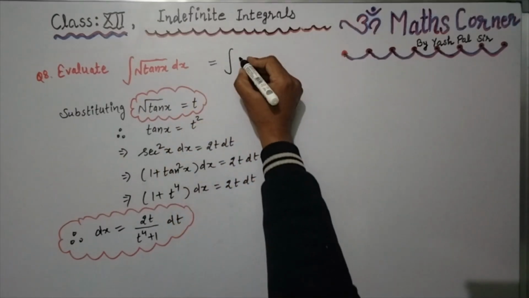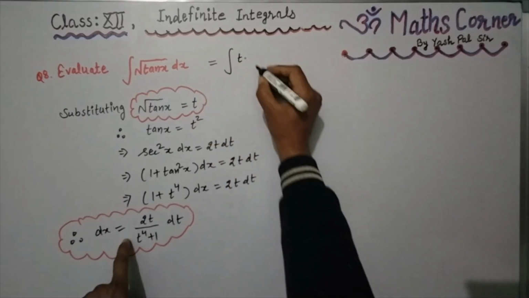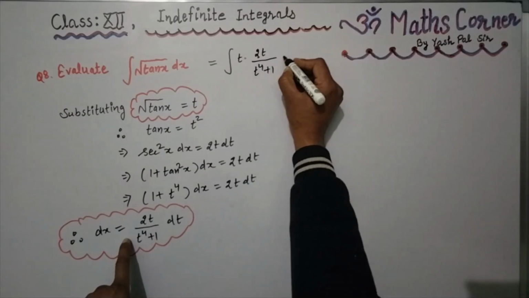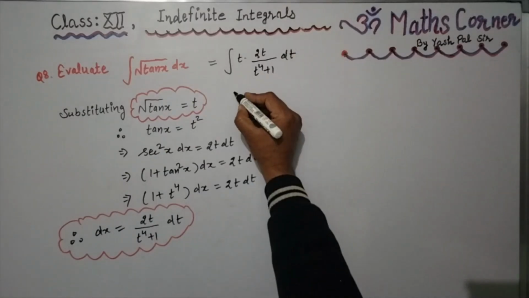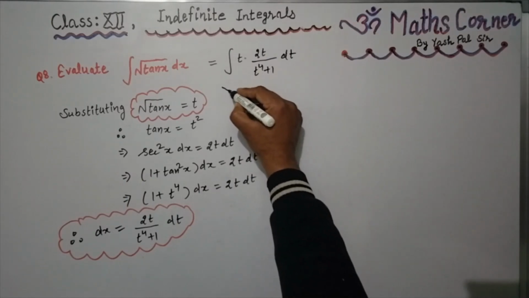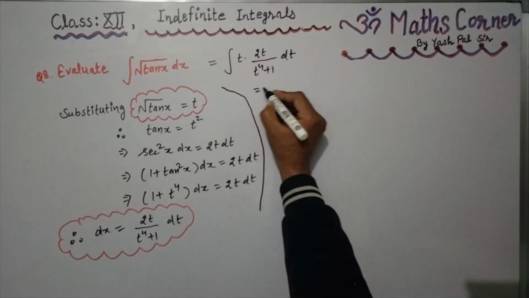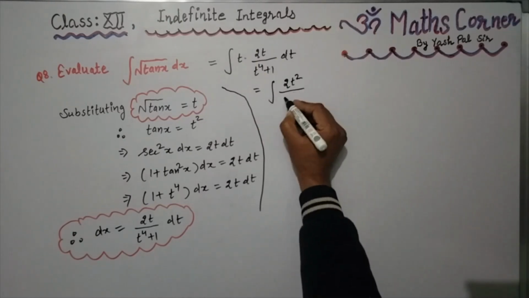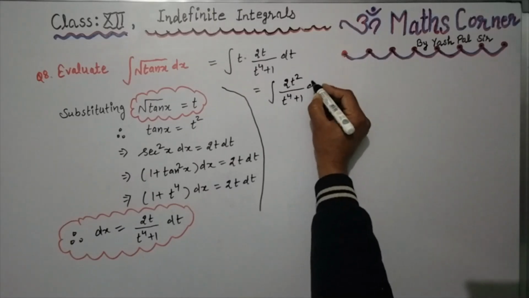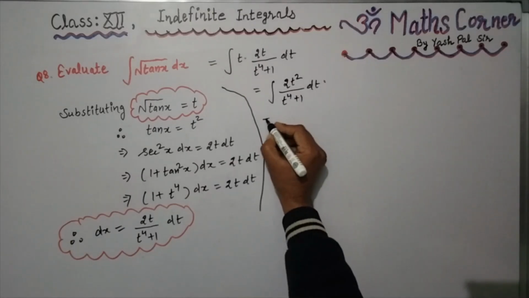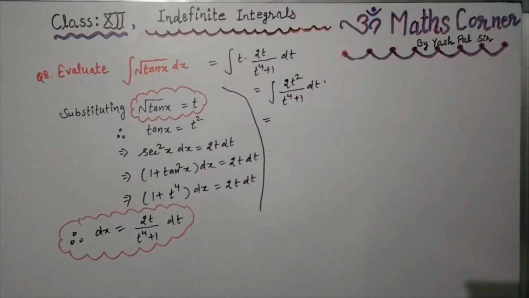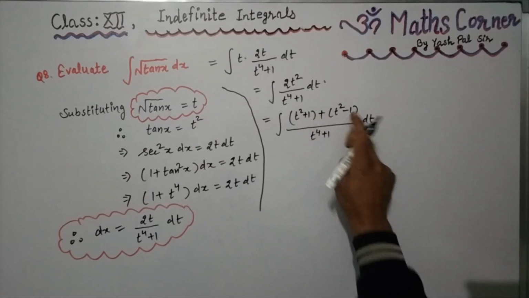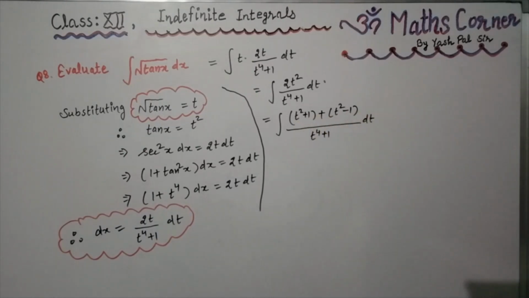Meaning, substituting square root of tangent x equals t, dx equals 2t upon t power 4 plus 1. So the question becomes integration of t into 2t upon t power 4 plus 1 into dt. Again this we can write as integration 2t square divided by t raised to power 4 plus 1 into dt.